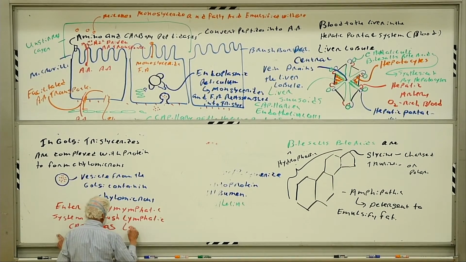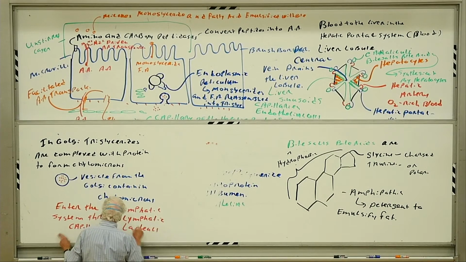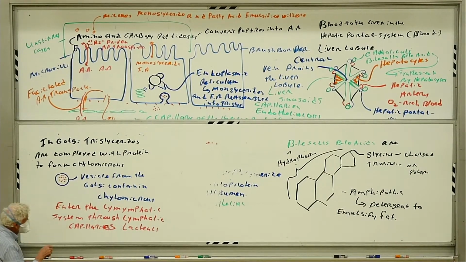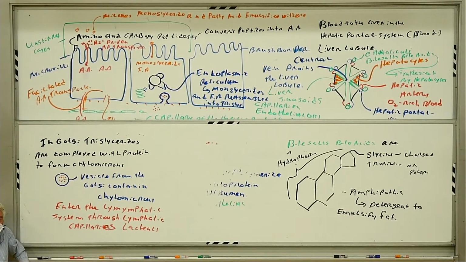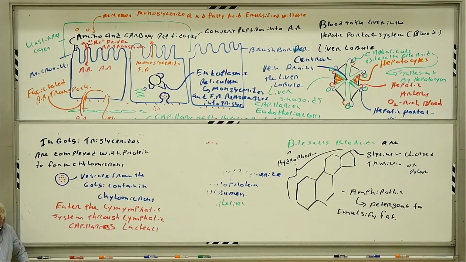Called lacteals. This lymph then carries the chylomicrons, as with other lymph, and is dumped back into the blood vascular system in the subclavian vein. So that's basically how we cycle the lipids.